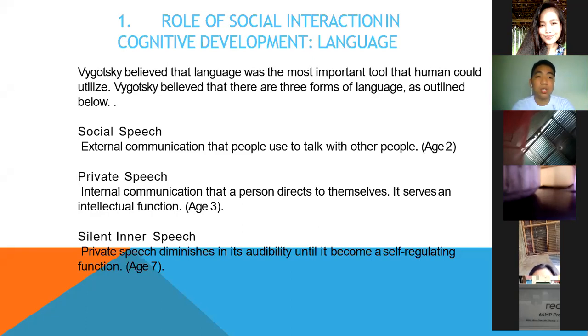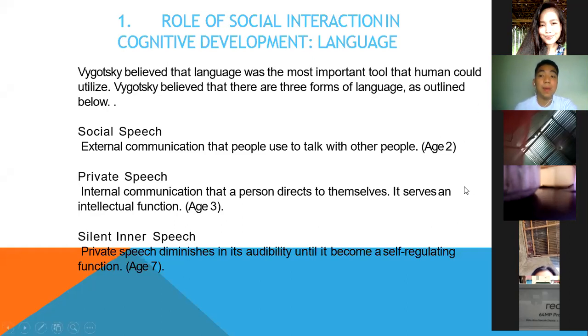We have social speech, external communication that people use to talk with other people. First is social speech, when we talk to other people. He calls it social speech.